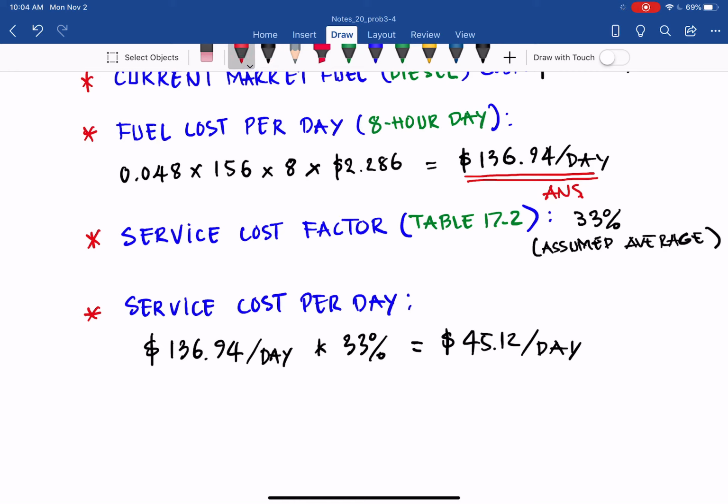So those are the first two components of the operating cost that we learned today, which are the fuel cost and service costs.